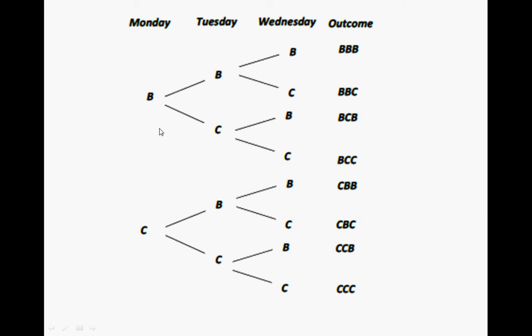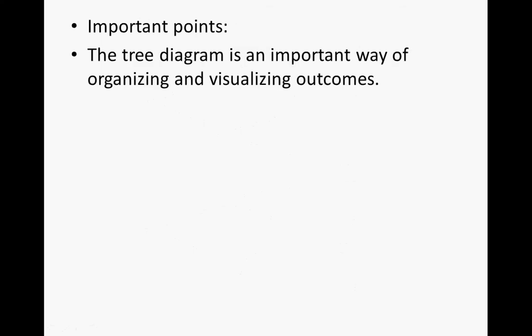So you need to make sure that you spread your first stage out pretty far so that you can accommodate each stage. So after the 2nd stage, we would have to attach an equal outcome, board game or card game, to each of the outcomes from Tuesday night. So here your outcome would be board game, board game, board game, and so on and so forth. So some important points to note. The tree diagram is an important way of organizing and visualizing the outcomes.